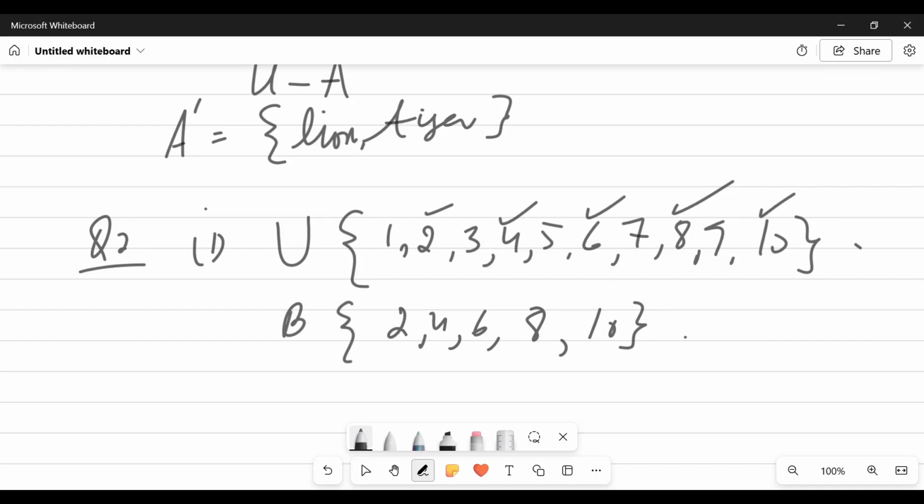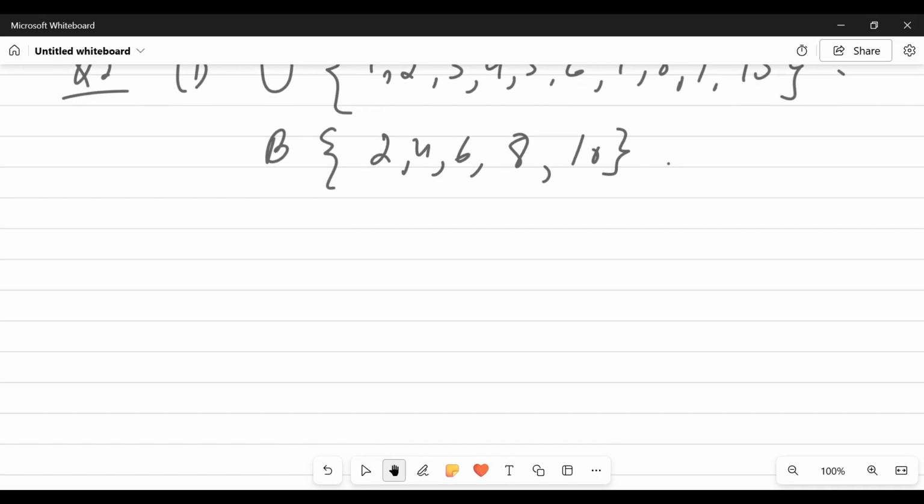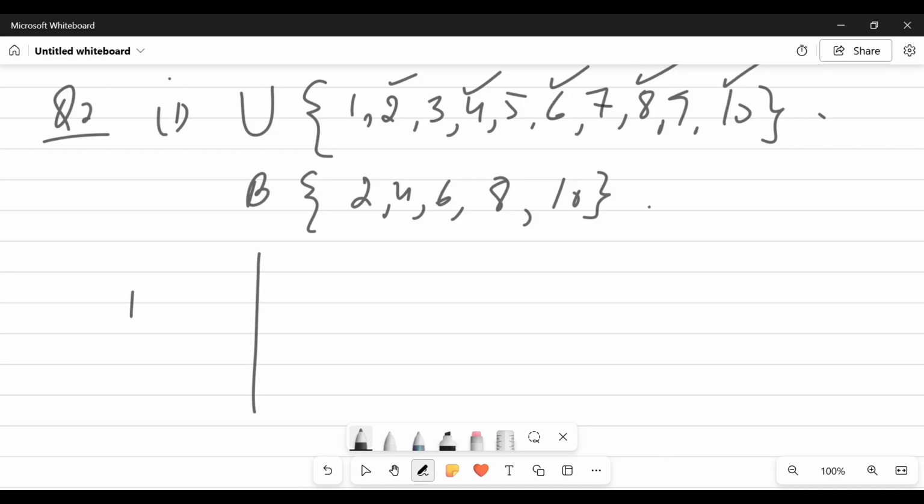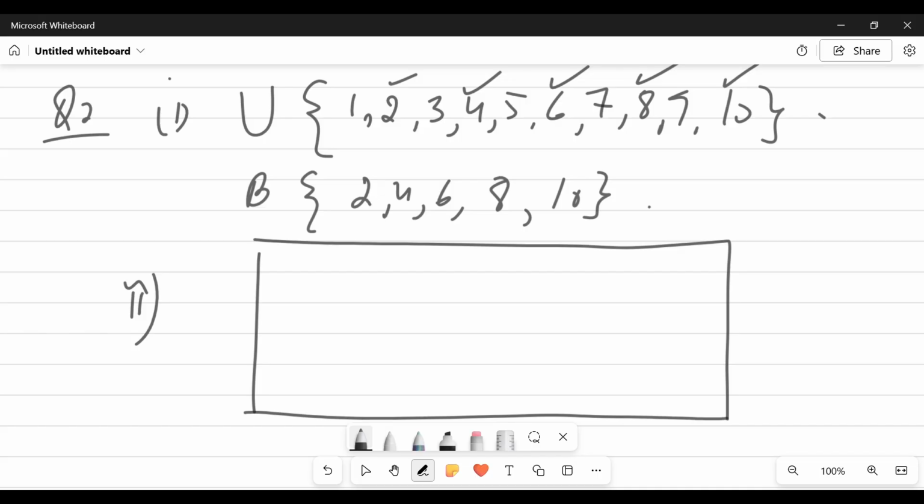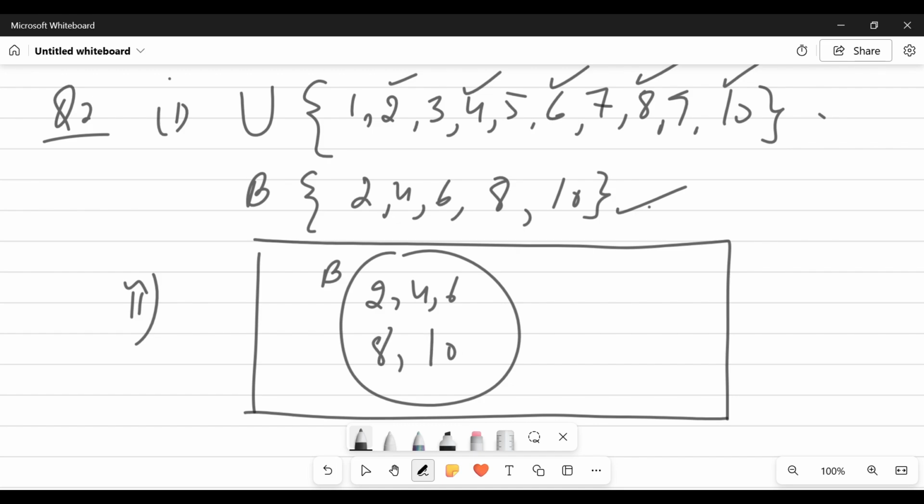The second part is to draw a Venn diagram. So I'm going to draw it. First of all, a rectangle, in which you write all the elements of the universal set. But in the circle, the set B, you write only the even numbers. So 2, 4, 6, 8, and 10 will come inside the circle, and the rest, the odd numbers, will come outside the circle. So 1, 3, 5, 7, and 9. Okay, the Venn diagram is done.